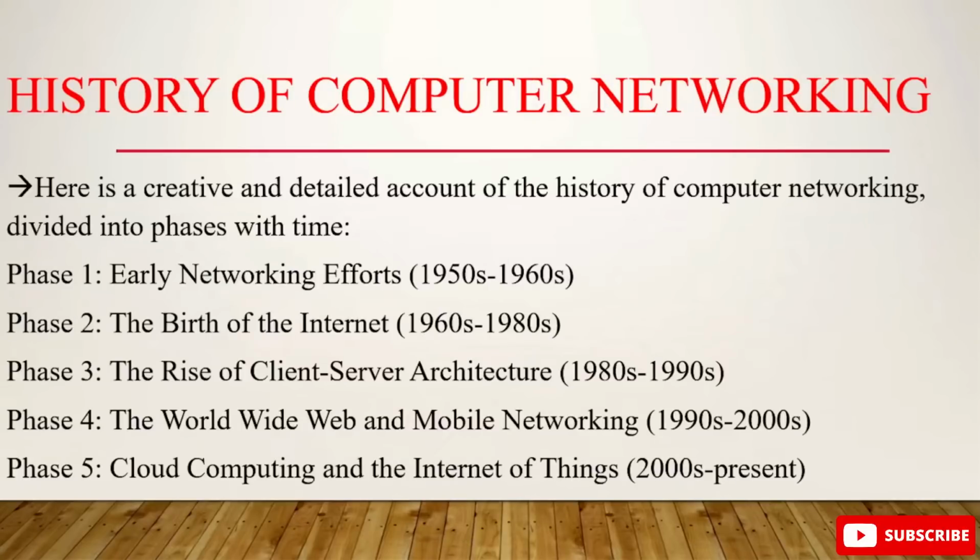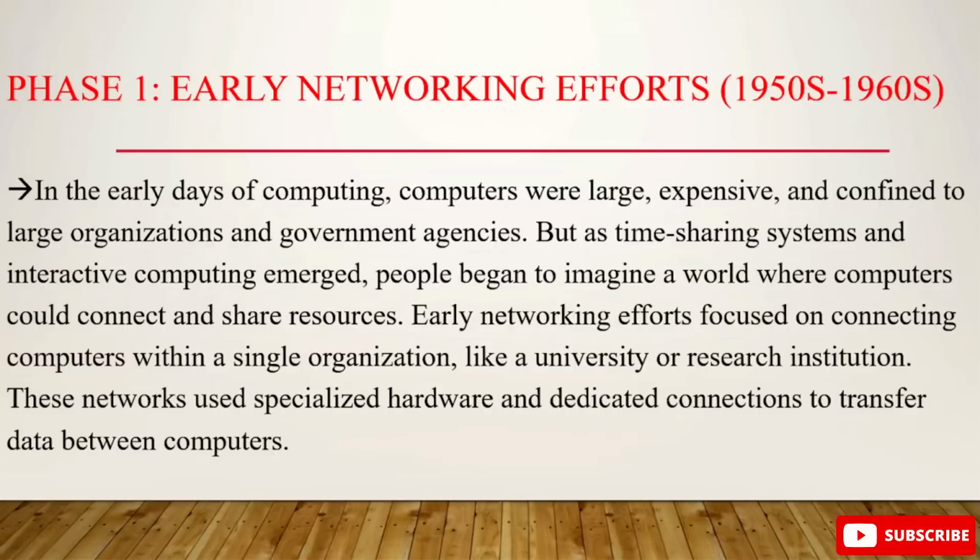Here is a detailed account of the history of computer networking, divided into phases with time. Phase 1, early networking efforts, 1950s to 1960s. Phase 2, the birth of the Internet, 1960s to 1980s. Phase 3, the rise of client-server architecture, 1980s to 1990s. Phase 4, the World Wide Web and mobile networking, 1990s to 2000s. Phase 5, cloud computing and the Internet of Things, 2000s to present.